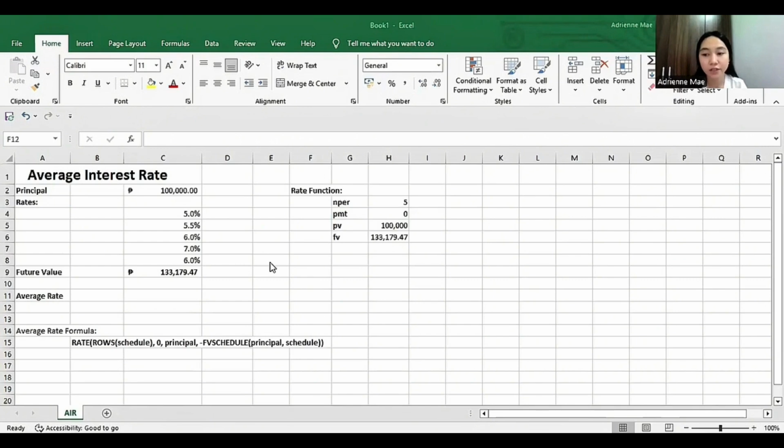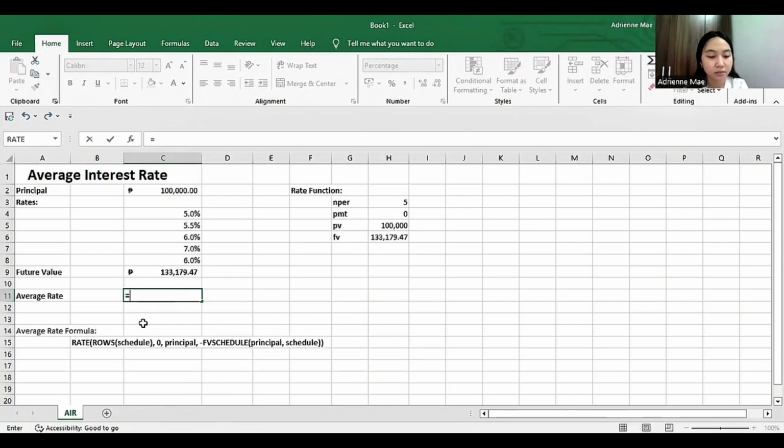If you want to know the average rate earned on the investment, use the RATE function, where NPER is the number of values in the interest rate schedule, PMT is 0, PV is the initial deposit, and FV is the negative of the FV schedule result. So, paano nga ba makukuha itong average rate? So, we have here the average rate formula and susundan lang natin siya.